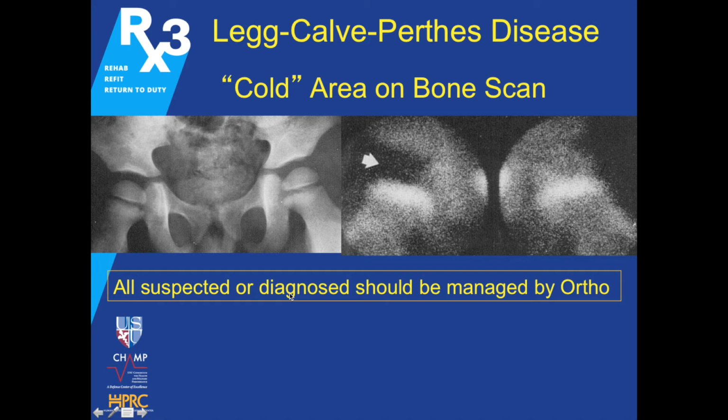But again, the way to diagnose this is by bone scan, and you're looking for a cold area as opposed to spondylolysis, where you see a hot, active area. Remember, this is avascular necrosis, so there's no blood supply going to this part of the bone as opposed to the normal bone here. And so this is a cold area on bone scan, and all of these need to be managed by orthopedics or pediatric ortho.